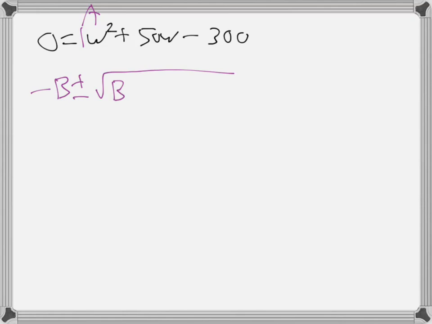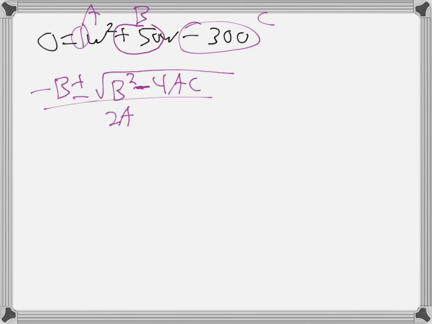So I'll put it over here for you. 0 equals W squared plus 50W minus 300, huh? So A is 1, so it's negative B plus or minus square root of B squared minus 4AC all over 2A. A is 1, B is 50, C is negative 300. Remember that negative on that 300, that's his baby. Any signs in front of a number, that's very important.